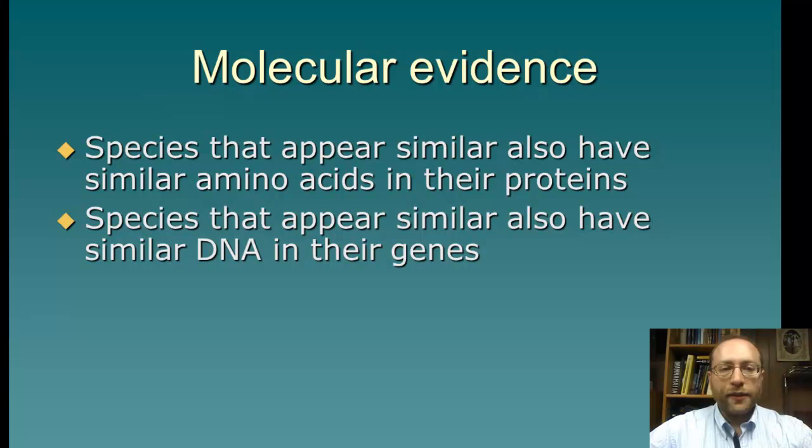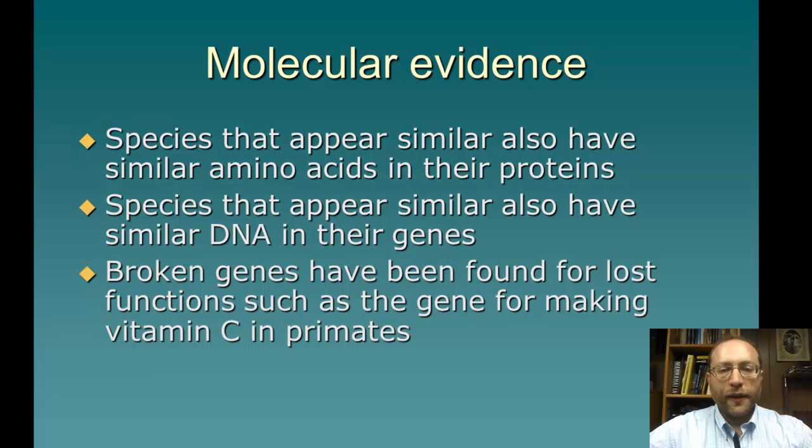Not only are the amino acids similar, but their DNA and their genes are also very similar. We also find broken genes. For example, most mammals don't need to take vitamin C like we do. They make their own. Primates have to eat things with vitamin C because primates don't make their own. When we look in the genes of primates, when we look inside our own genes, we can find the gene for making vitamin C, but it doesn't work. We see it there. The fact that it is there, we have this artifact of the gene for vitamin C. That's evidence that our ancestors once had a working copy of the gene for vitamin C, but it's been lost.